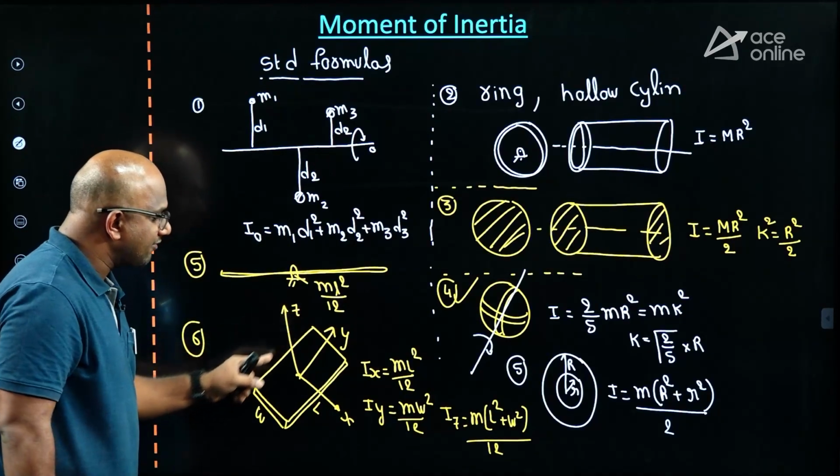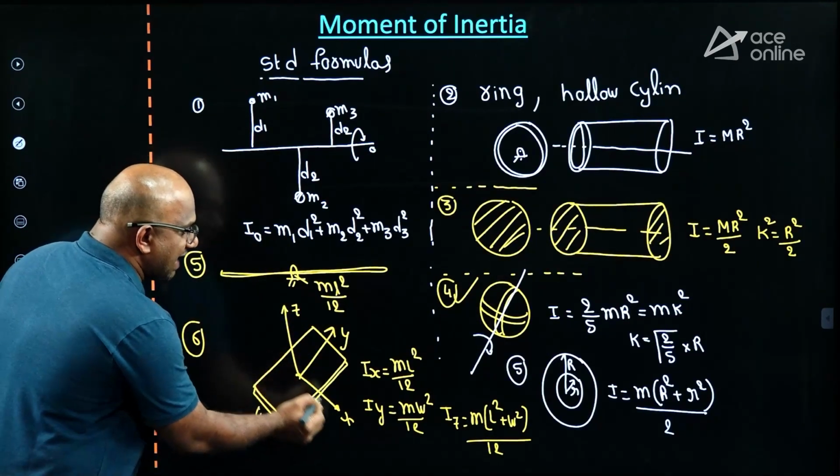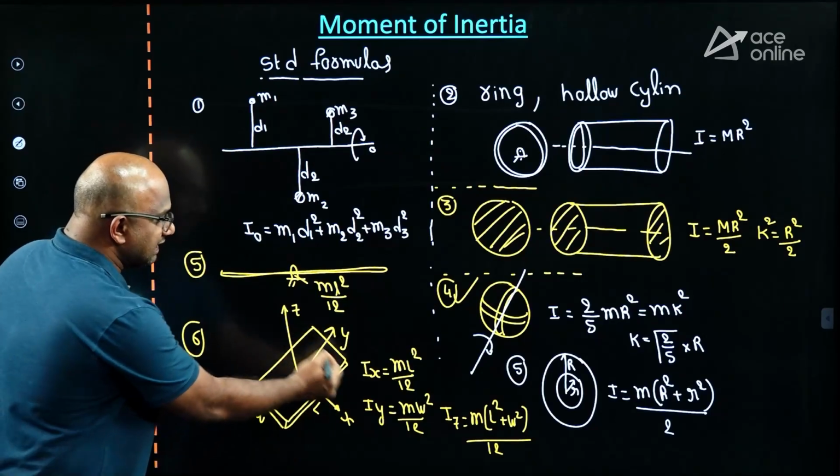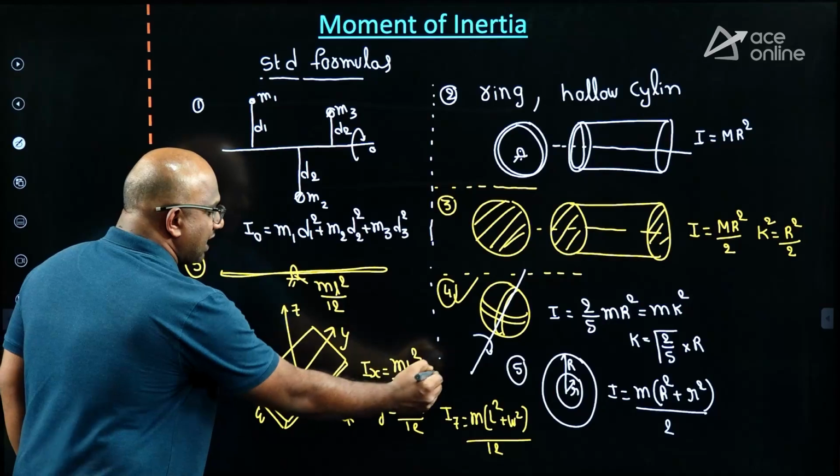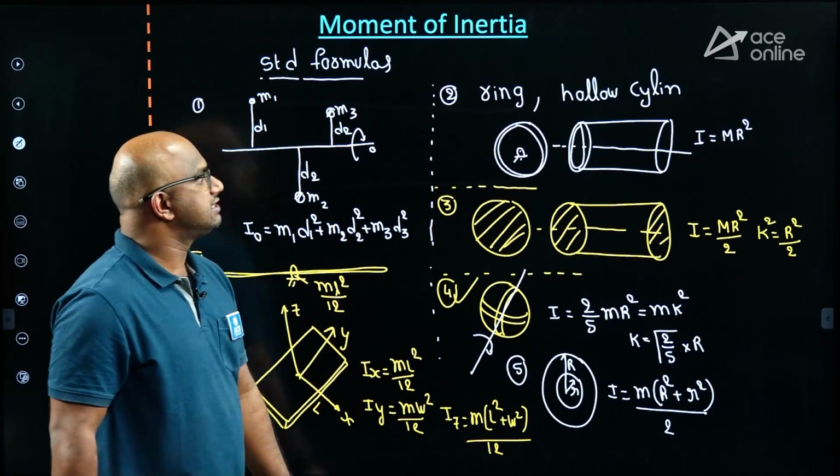Now if I'm having a rectangular plate, then Ix is ml square by 2, then Iy is mw square by 2, then Iz about this one is the addition of these two things itself, guys.